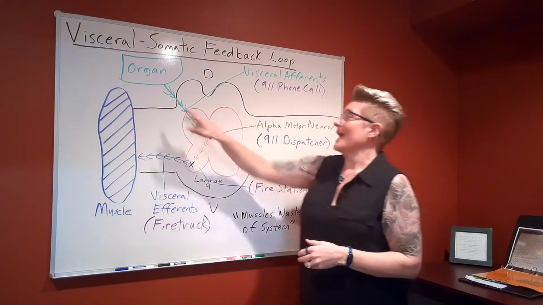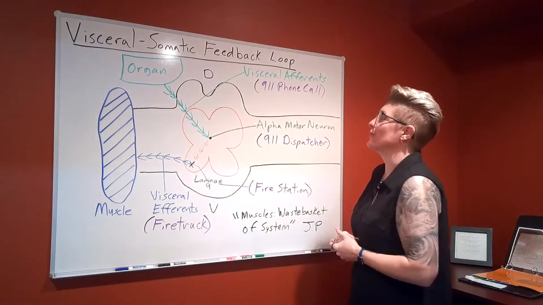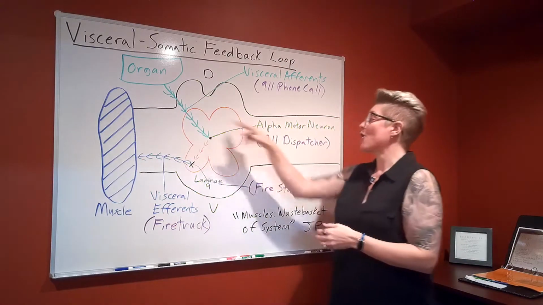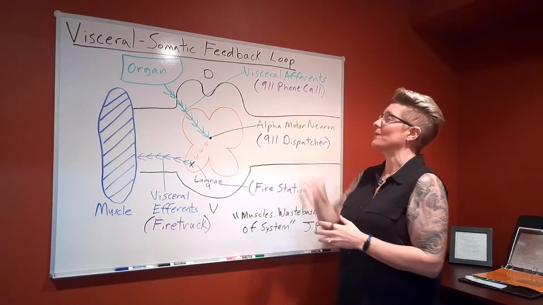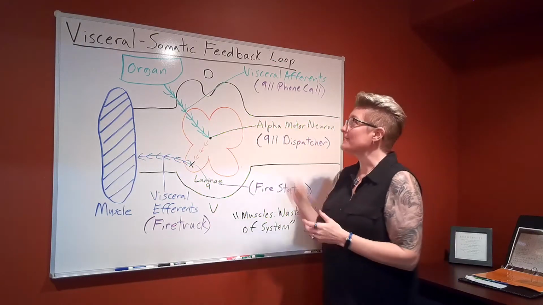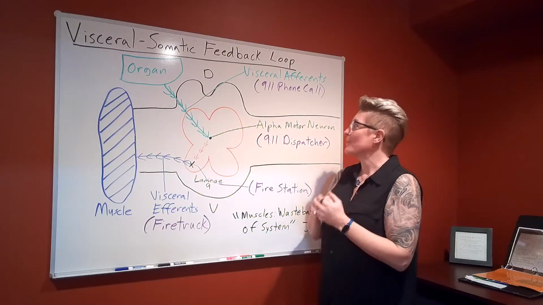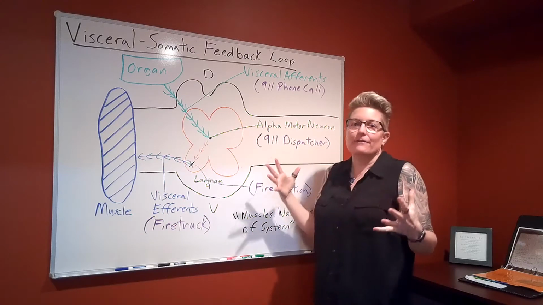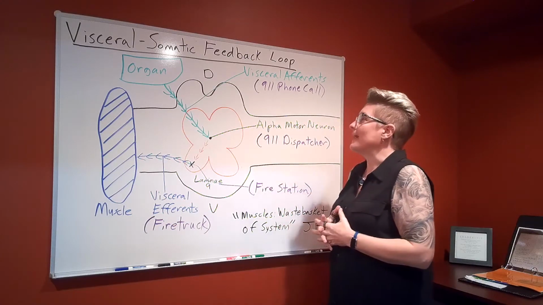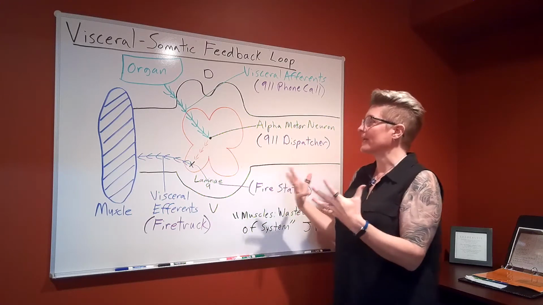So what's going to happen is the liver is going to call the alpha motor neuron again, right? It's going to call the 911 dispatcher through the visceral afferents, okay, through the 911 phone call. So the liver calls, 911 phone call, 911 dispatcher picks up, says 911, how can I help you? And the liver's like, I felt great. I felt great for a couple days. And now I don't feel so good anymore. I'm really, really struggling. I thought you were going to get me some help.